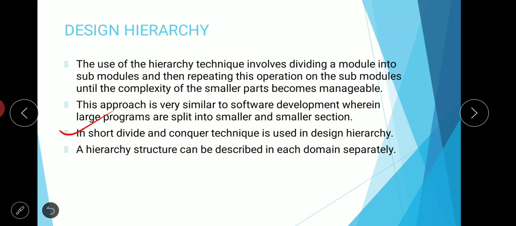As we know, in a VLSI design flow, there are three different domains present, that is structural domain, behavioral domain and geometrical layout domain. So hierarchy structure can be described in each separate domain.